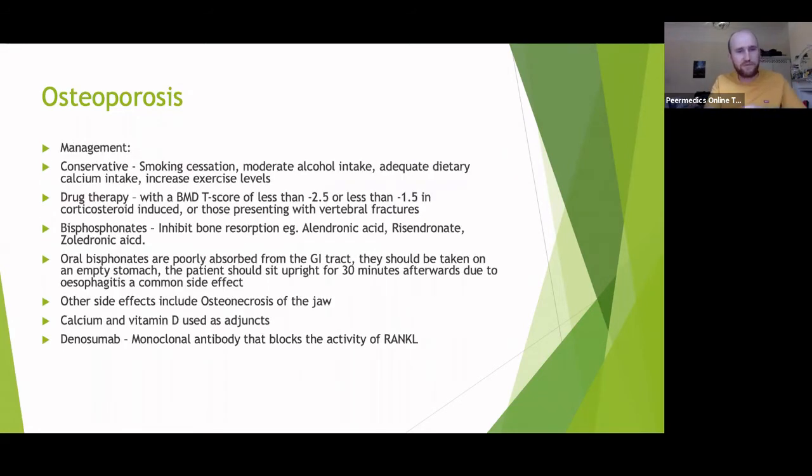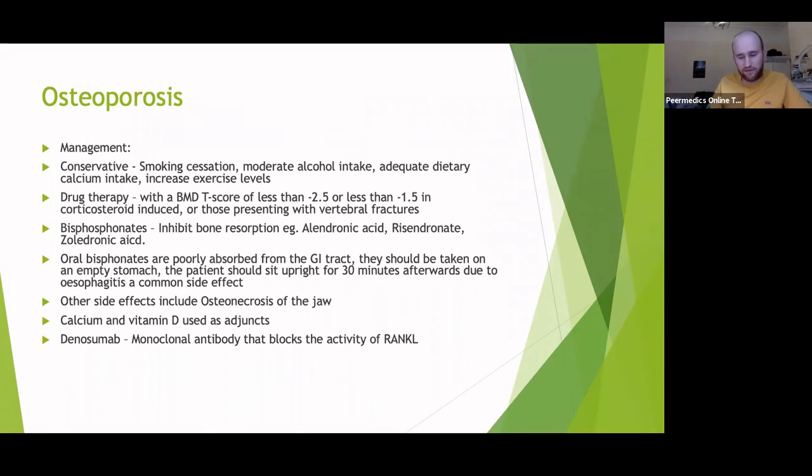So management, your conservative management, especially in OSCEs, don't forget to start with the easy stuff. If they smoke, stop. If they drink loads and don't have good dietary intake, stop, or increase that calcium intake. Increase exercise because of what we discussed earlier. And then we can start with the drug therapy.